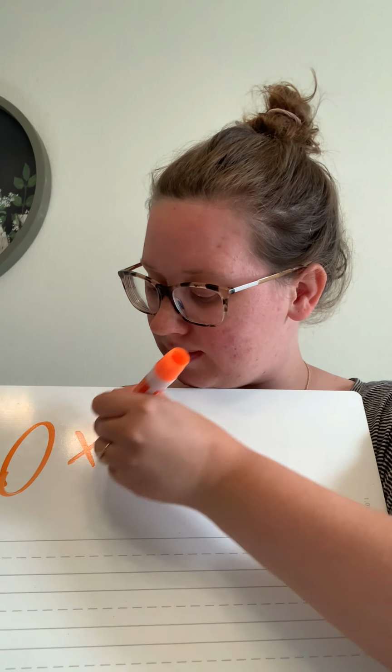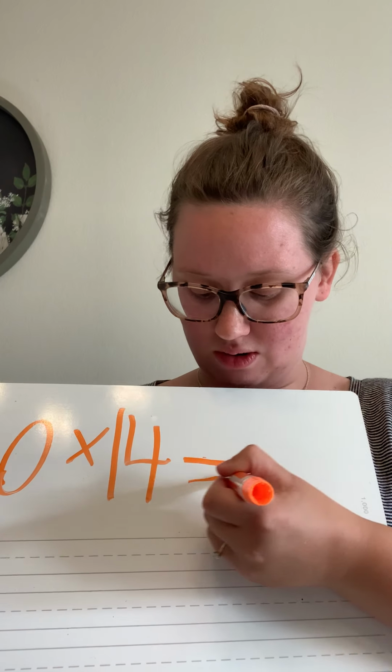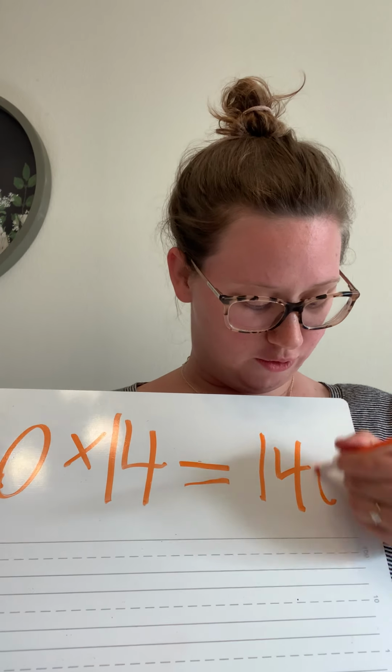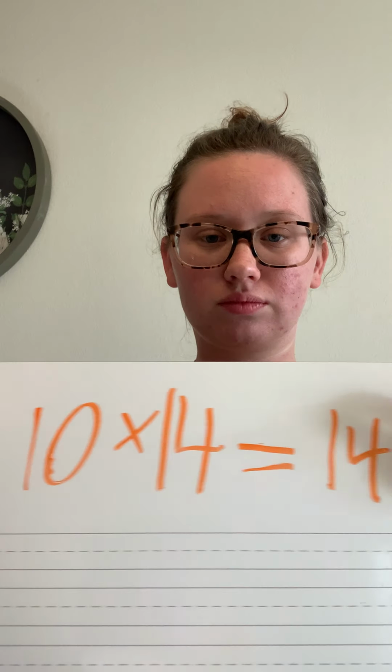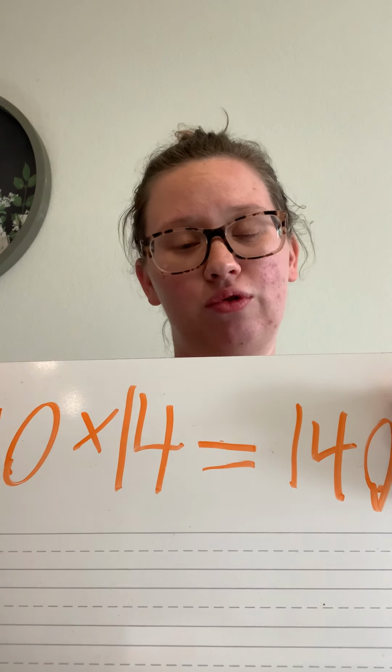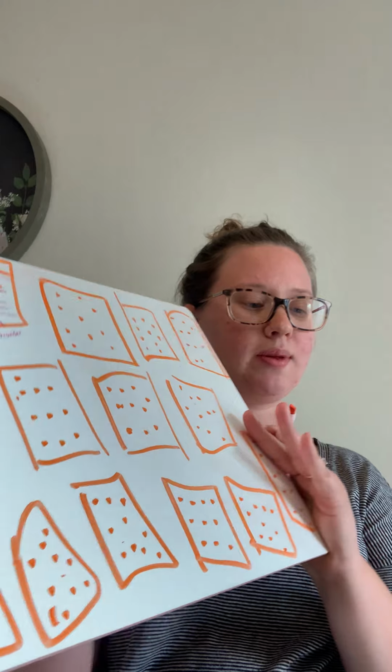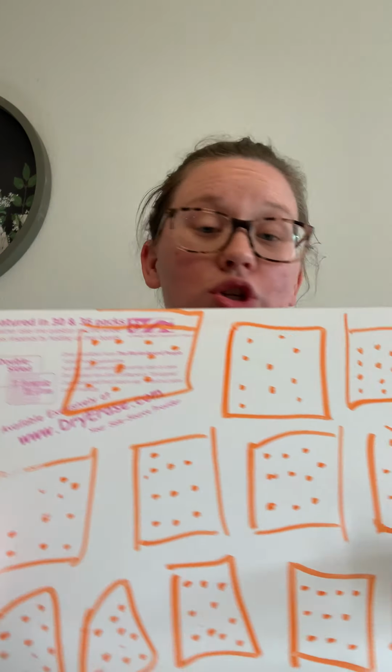So you're going to draw your picture, and this is what your multiplication problem would look like. 10 times 14, not 4. 10 times 14 equals 140. So it wants you to explain your answer using words, pictures, or numbers. That's going to be your example.